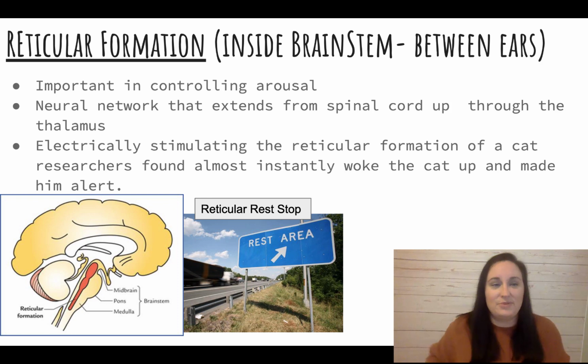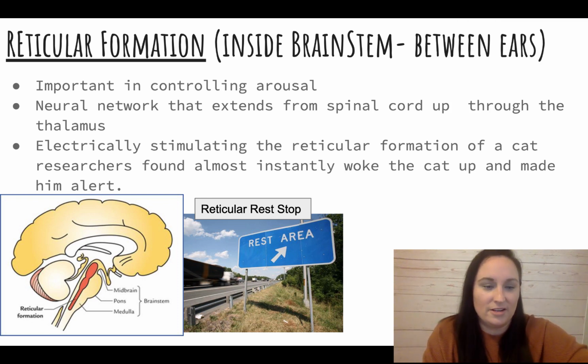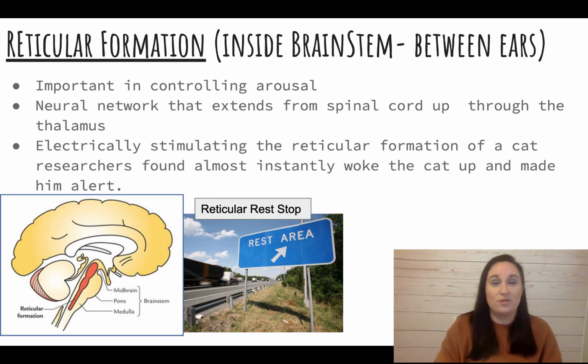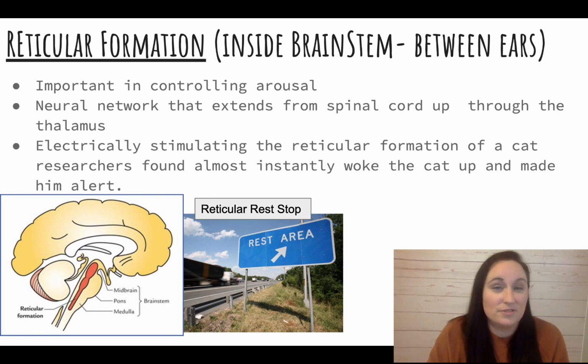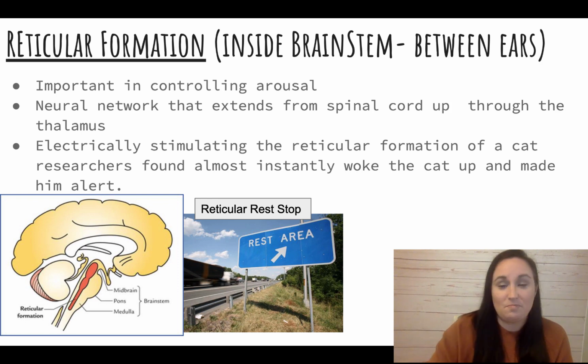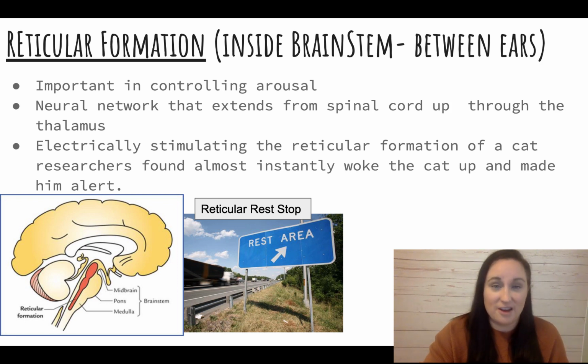All right, so next we have the reticular formation. So this is inside the brainstem. It's like a network of nerves, and if you see this right here, there is that little orange or whatever color that is, so it kind of goes up through the brainstem. So this controls our arousal, and by arousal, what I mean is just our being awake or asleep. So when they stimulated this on cats in the labs, they found that they instantly were awake and alert just by stimulating this part of our brain.